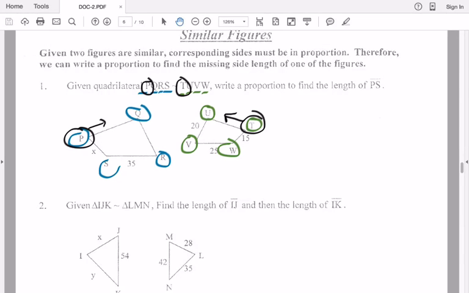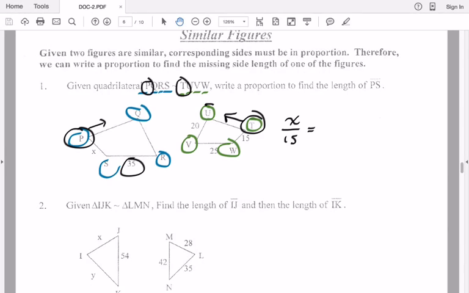Alright, so we need to know what X is corresponding to. It looks like X is the last side after S. So which is the last side after W? Let's see. It'd be U, and then V, then W, and then 15. So we're going to say X is over 15 equals, and then the 35 is the only other number that we're given on this shape.